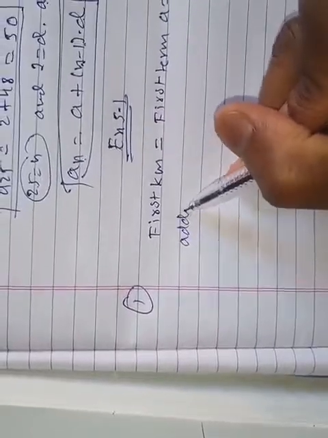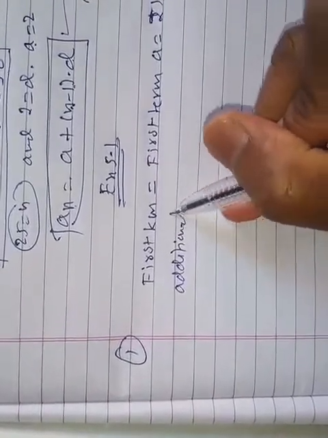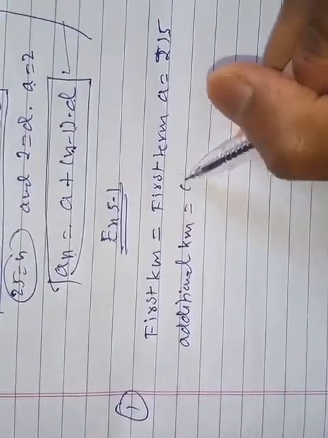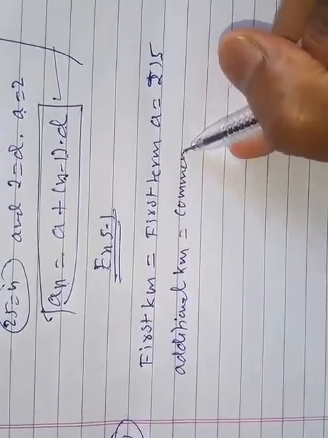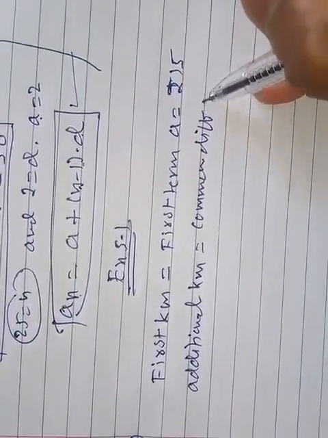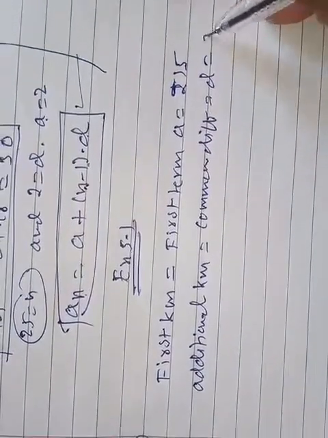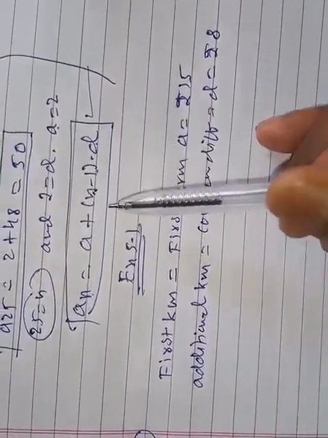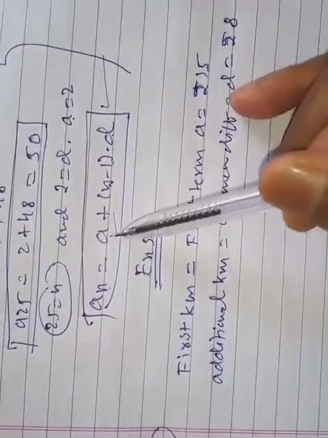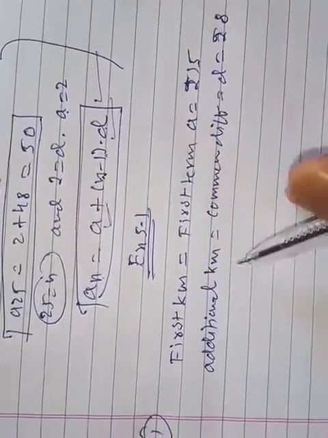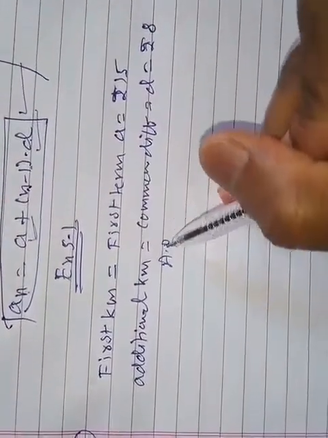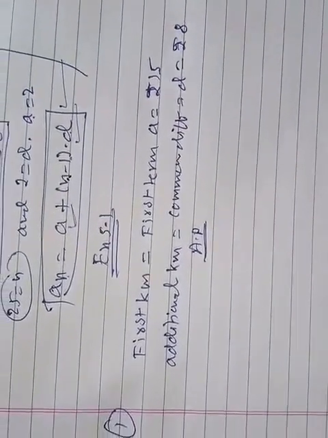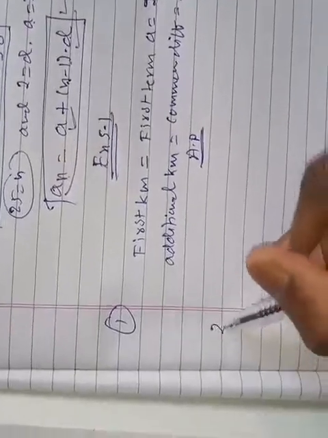The additional kilometer represents your common difference, which is represented by D, is rupees 8. Since in the formula we have A, we have found out A as well as D, therefore this series is an AP. AP means arithmetic progression. Got it? Now let's take a second example.